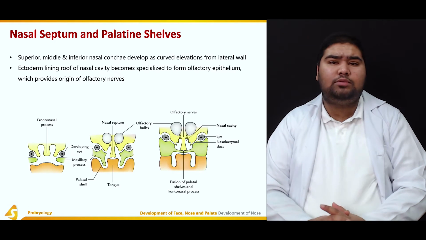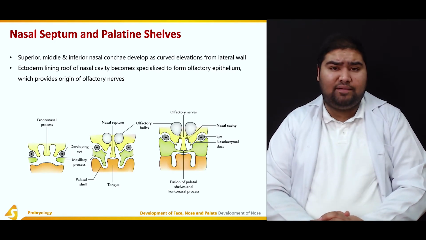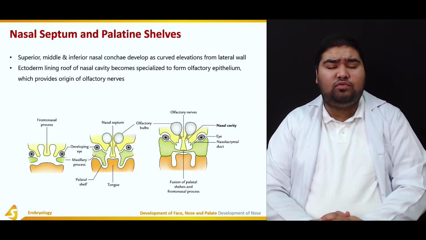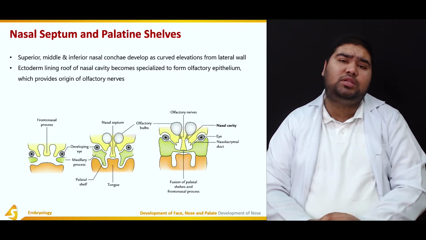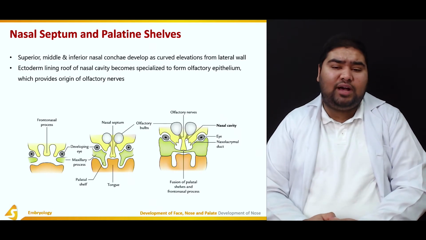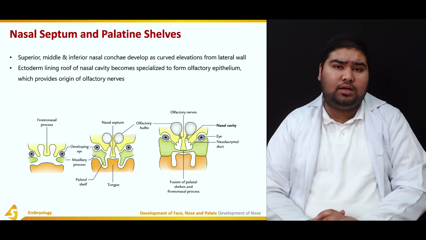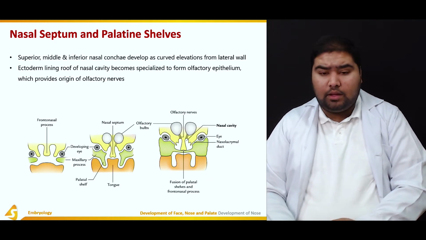Now the ectoderm, which was lining the roof of the nasal cavities, becomes specialized to form the olfactory epithelium, the epithelium which is responsible to take up scents from your environment. It is formed by the ectoderm, which was lining the primitive nasal cavity.